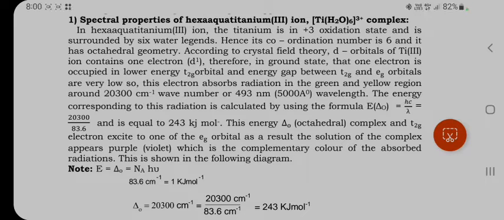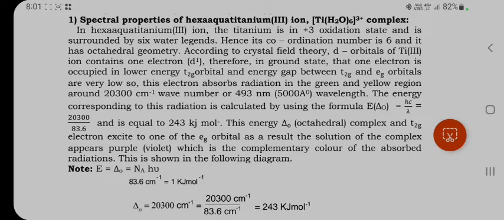Friends, so let us discuss the spectral properties of the hexaaqua titanium(III) ion. In the hexaaqua titanium(III) ion, the titanium ion is in the +3 oxidation state and it is surrounded by 6 aqua ligands, that is water ligands. Hence the coordination number of titanium is 6 and it has octahedral geometry.